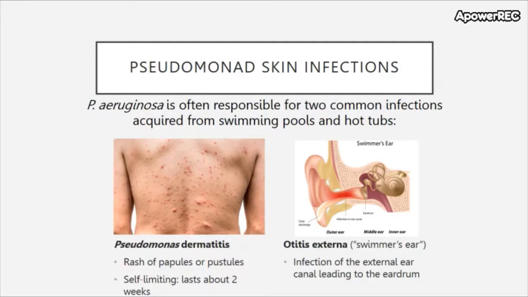The other one is swimmer's ear, referred to as otitis externa. This infection is of the external ear canal leading to the eardrum. And just one point of clarification, it's not always the cause of swimmer's ear, but it is one that is commonly responsible for it.